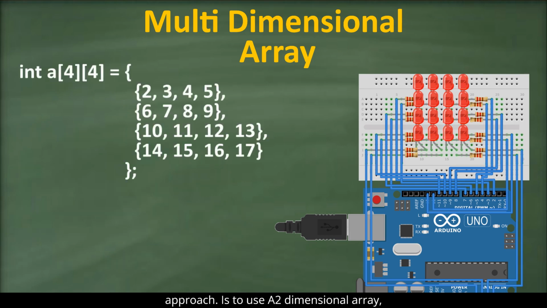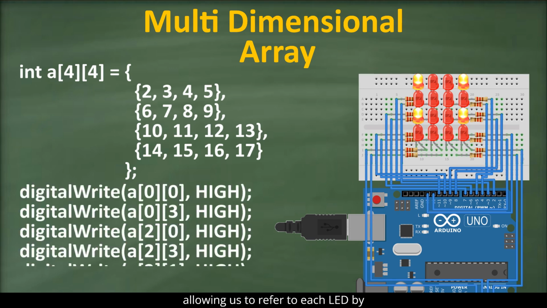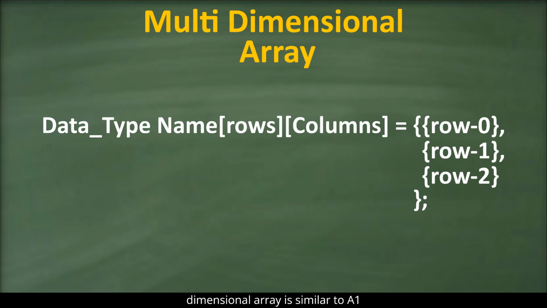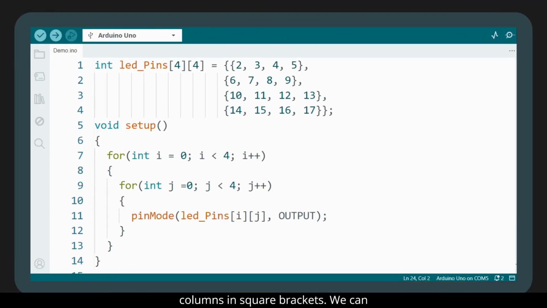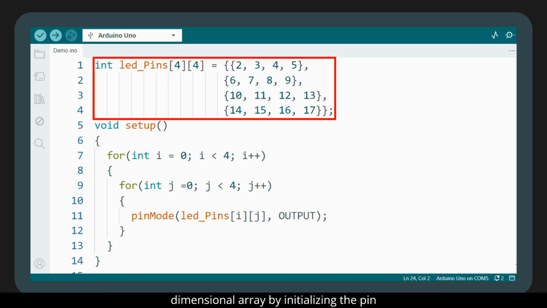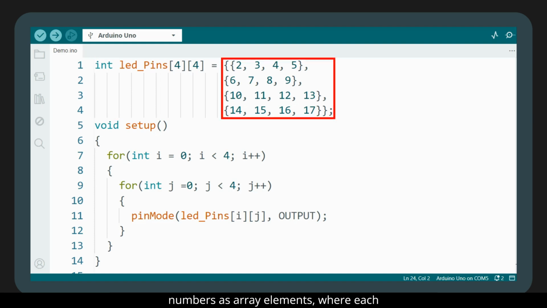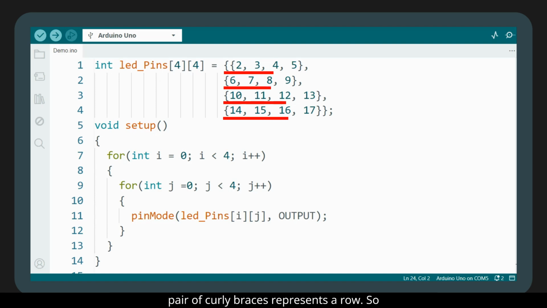A better approach is to use a two-dimensional array, allowing us to refer to each LED by its row and column number. Declaring a two-dimensional array is similar to a one-dimensional array. Specify the data type, array name, and the number of rows and columns in square brackets. We can convert our LED matrix into a two-dimensional array by initializing the pin numbers as array elements, where each pair of curly braces represents a row. So we have 4 such rows, and each row has 4 elements signifying 4 columns.